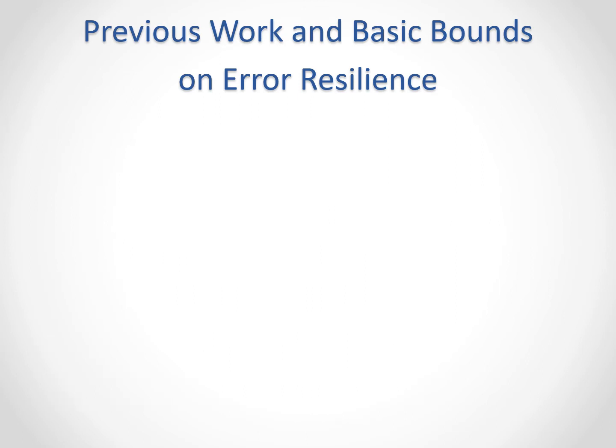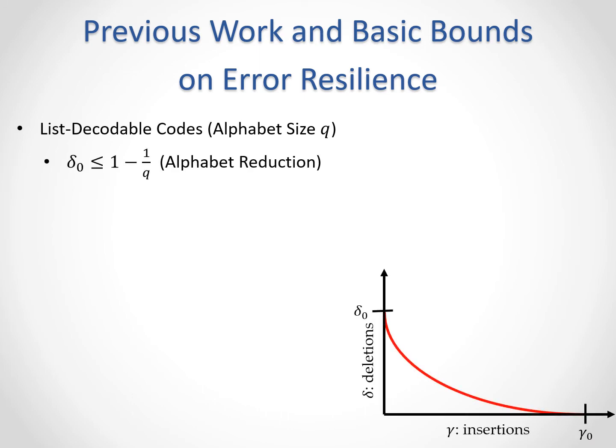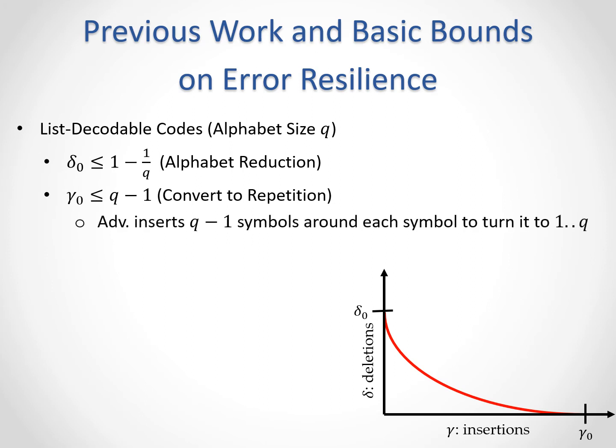Now, for list decodable codes, a very similar alphabet reduction argument would show that delta 0 is not larger than 1 minus 1 over q. Remember that delta 0 was the error resilience for deletion-only list decodable codes. For insertion-only codes, you can show that gamma 0 is not larger than q minus 1. To show this, we propose a simple strategy for the adversary. Note that with q minus 1 insertions, one can turn any symbol into the string 1, 2, 3, up to q. Therefore, with n times (q minus 1) symbol insertions, the adversary can transform any given string into a repetition of 1, 2, 3, up to q.